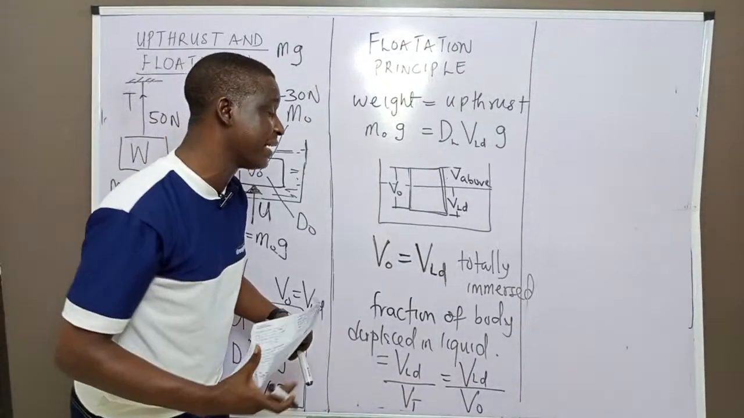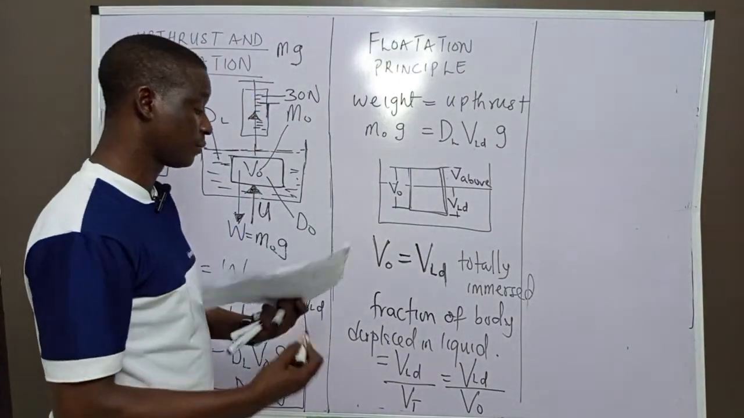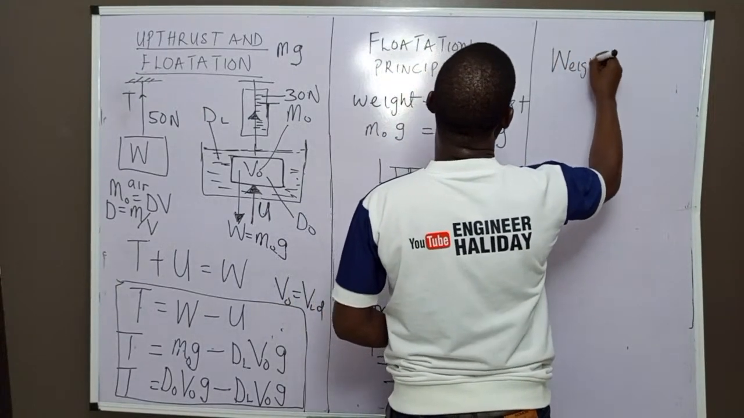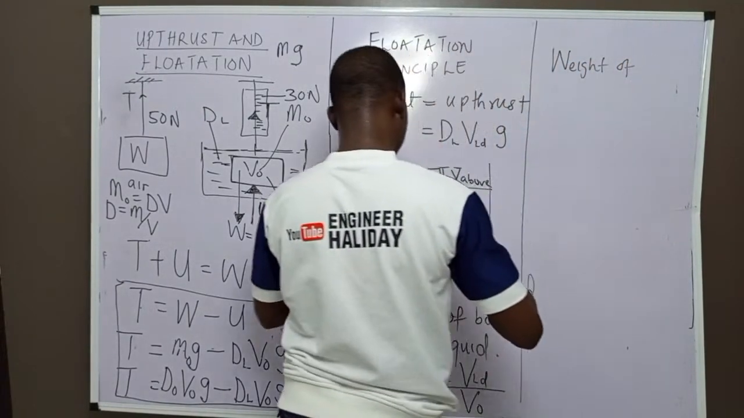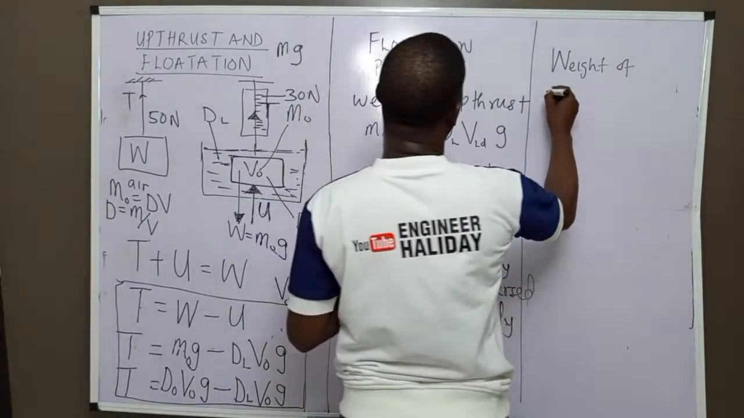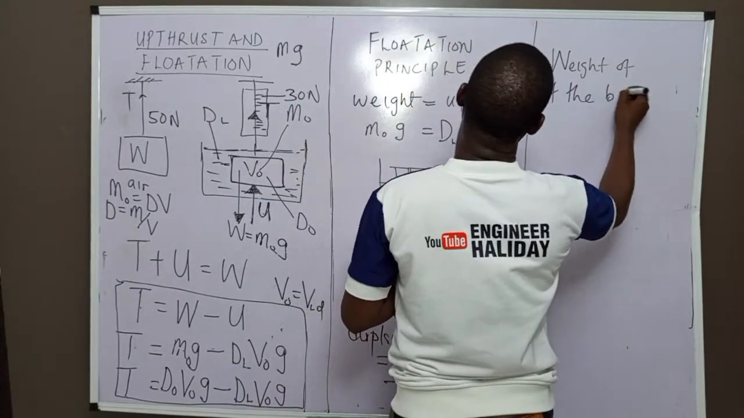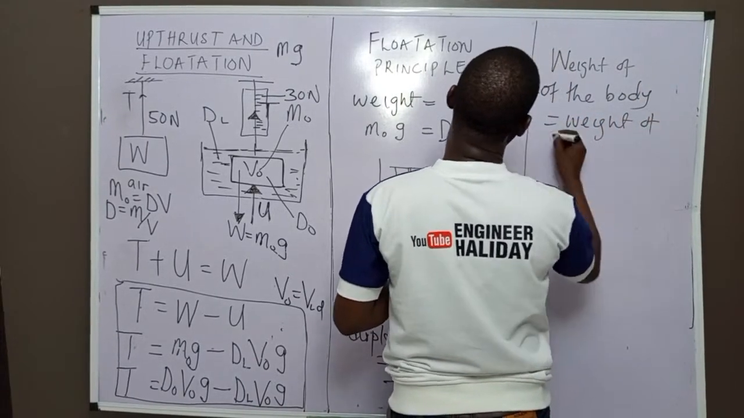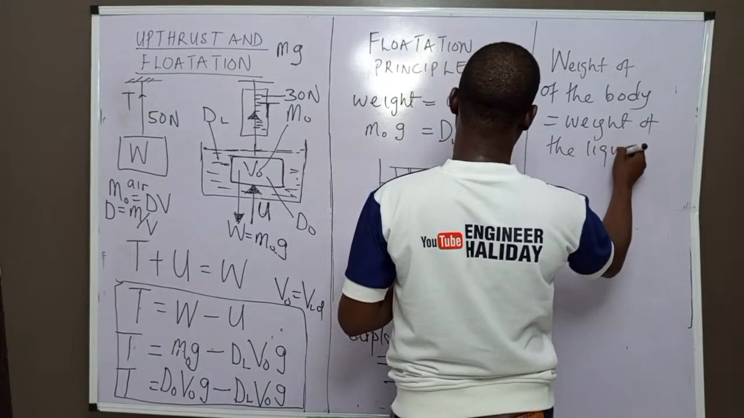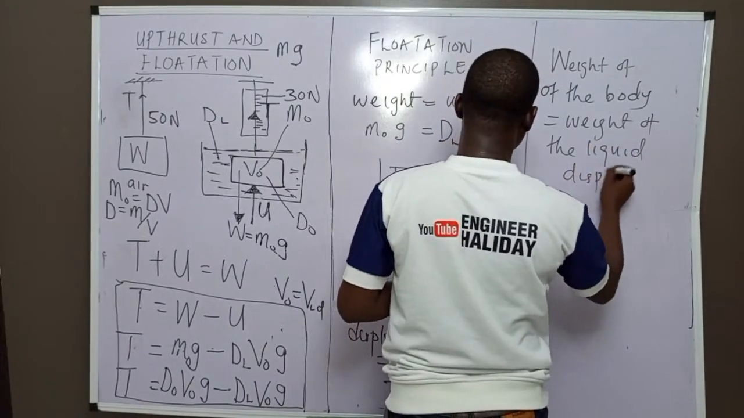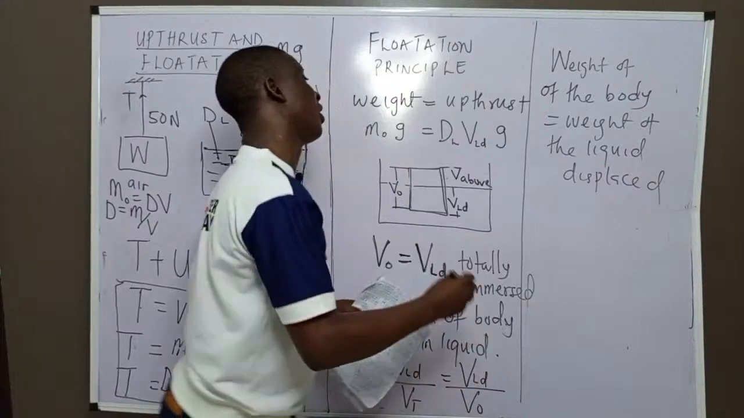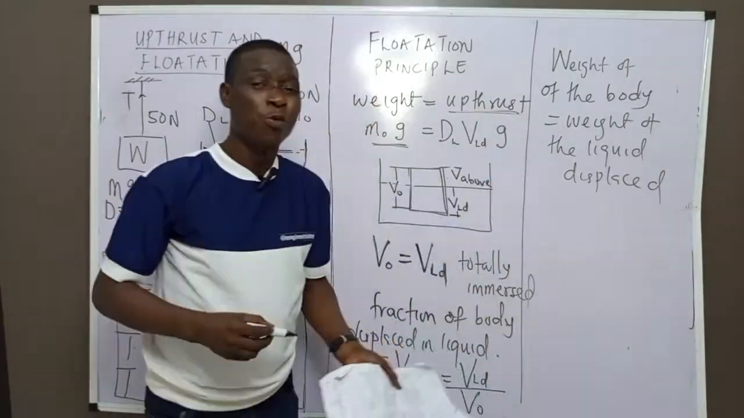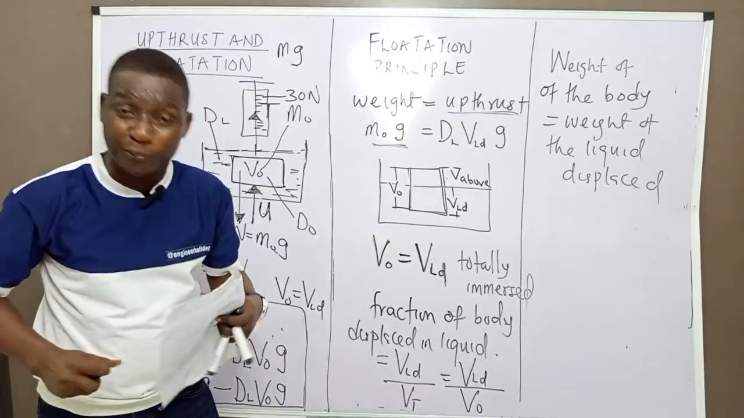Now, sometimes they can give you the density of the body. We know that the weight of the body is equal to the weight of the liquid displaced. Please take note of that. Don't forget, the weight of liquid displaced is another name for upthrust.